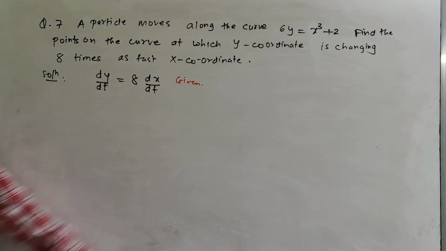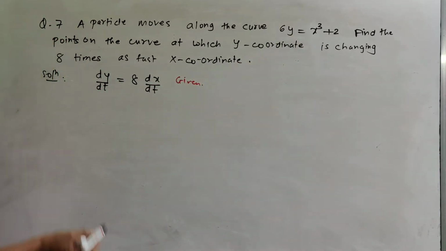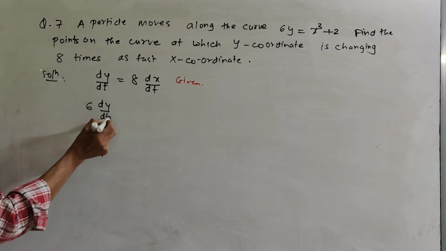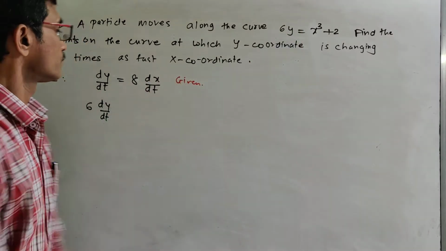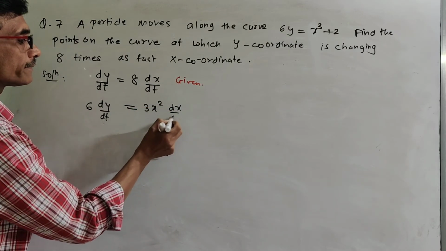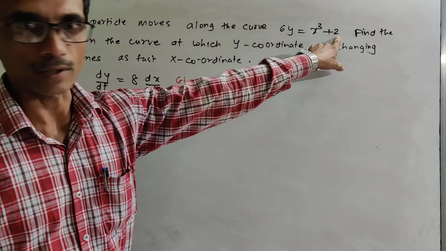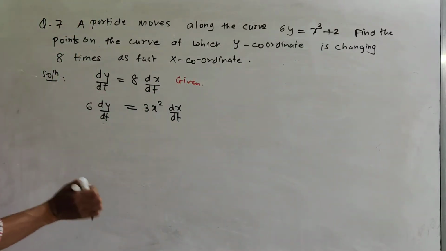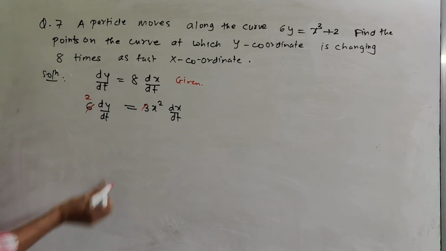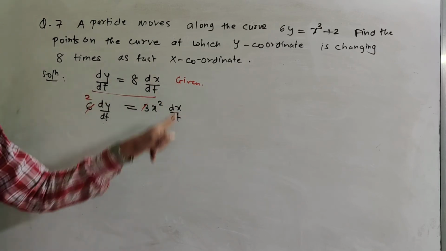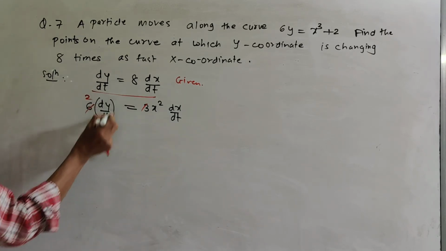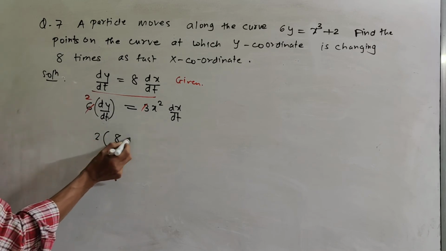Here we differentiate this equation of the curve with respect to t. 6 into dy by dt, we differentiate it with respect to t. The right hand side will be 3x square into dx by dt, and the constant term, its derivative will be 0. Here this 3 is getting cancelled, it is 2 times dy by dt. What is given here? Dy by dt is 8 times dx by dt. So dy by dt is 8 dx by dt.